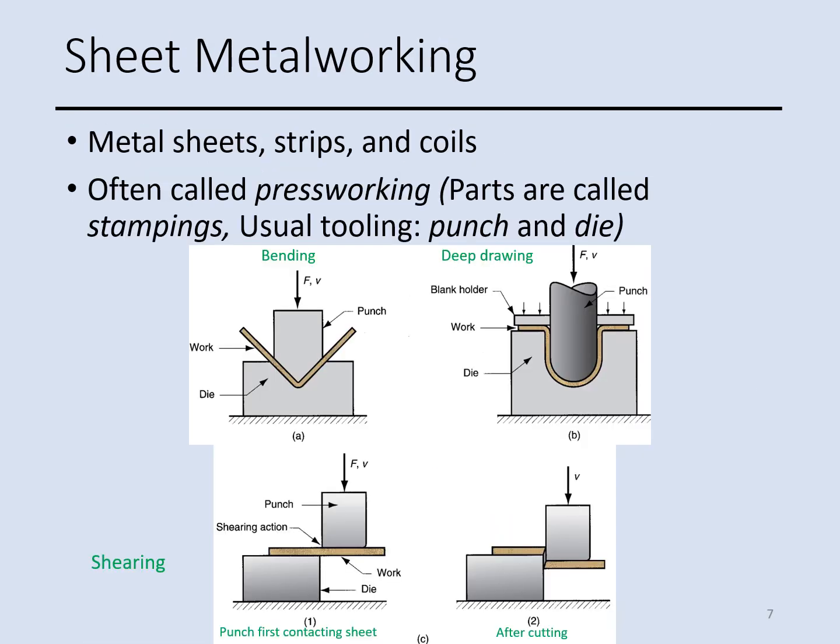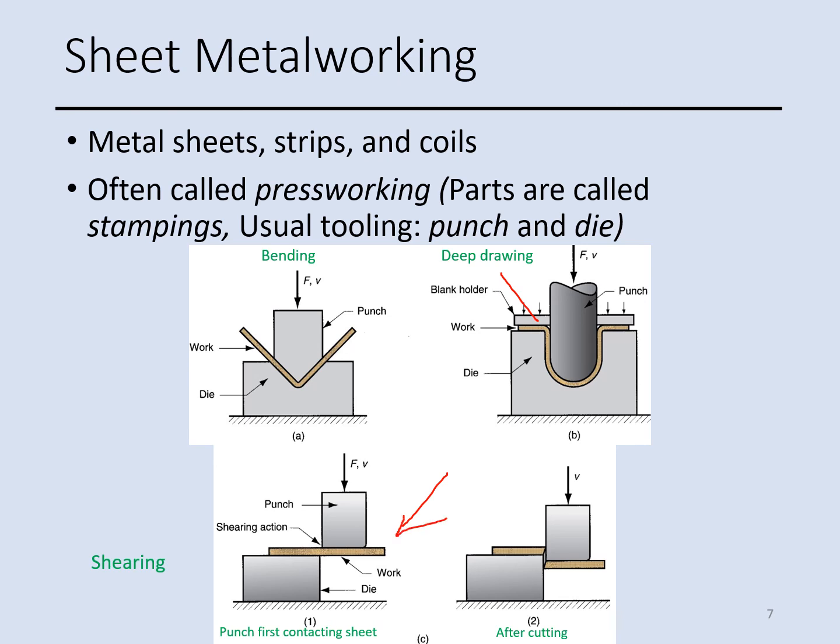The next category is sheet metal working, and sheet metal working is mostly operations performed on metal sheets, strips, and coils. These processes often are called press working because the operations are performed on presses. And we have three subcategories in this process. One is called bending, another one is called deep drawing, and then we have shearing.